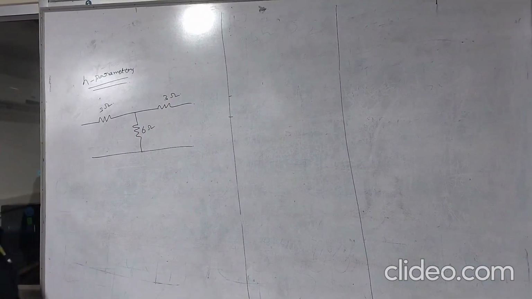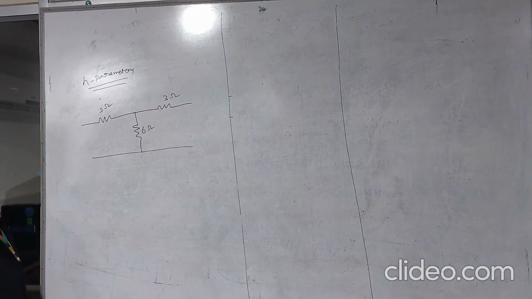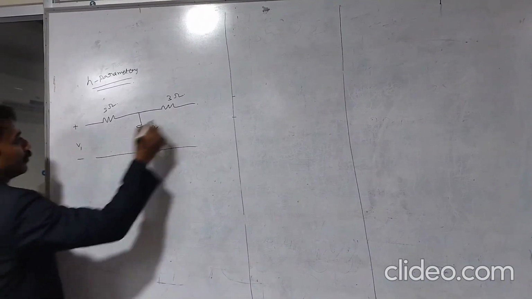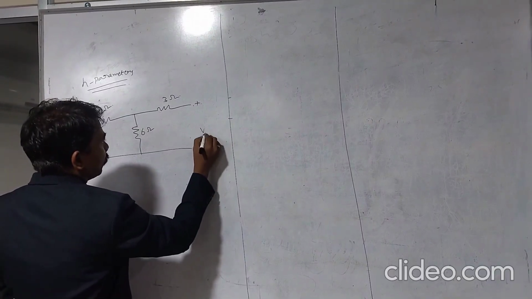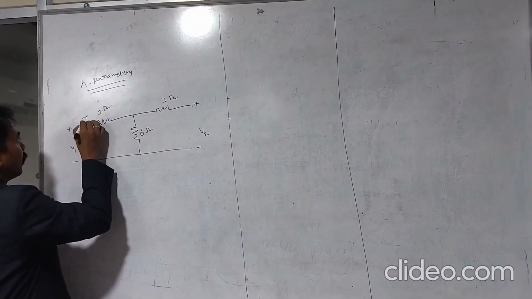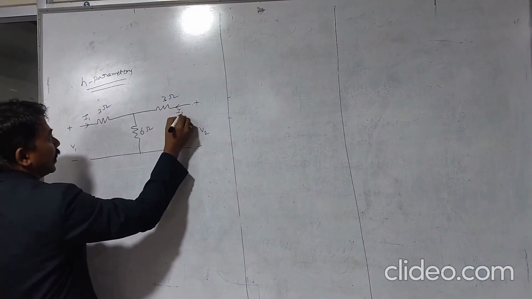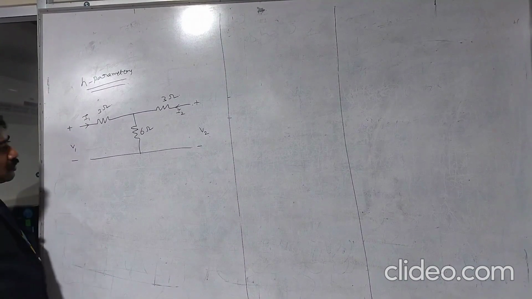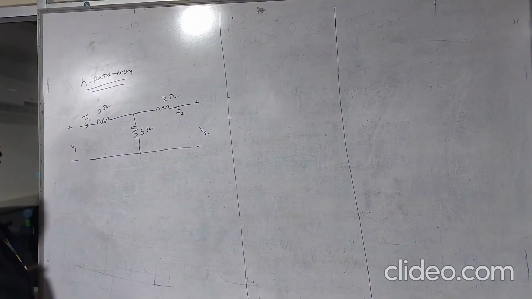So here, the given network belongs to a T network. First you assign the two-port network parameters, that is V1, V2, I1, I2, where V1 is the input port voltage, V2 is the output port voltage, I1 is the input port current, and I2 is the output port current.